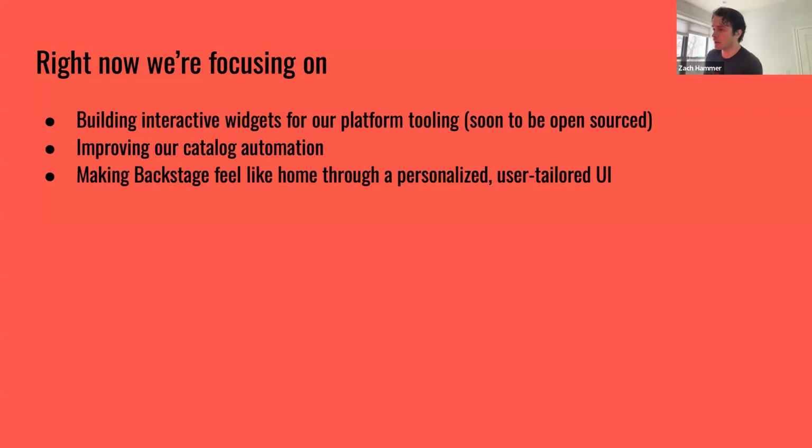We're improving our catalog automation. Instead of people having to list every single resource and service in a system through catalog-info YAML files, we're doing a lot to pull these resources from the rest of our platform tools, like the AWS catalog and things like that. And just generally, we're trying to make Backstage feel more like home for users by building out a more personalized, user-tailored UI.